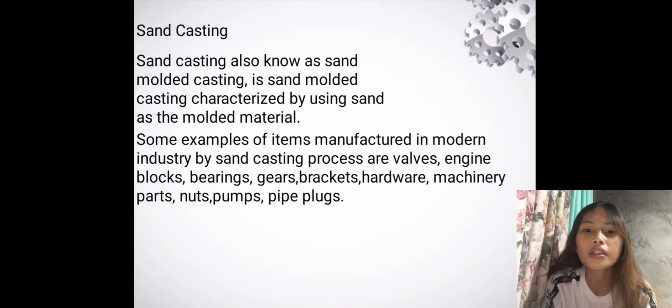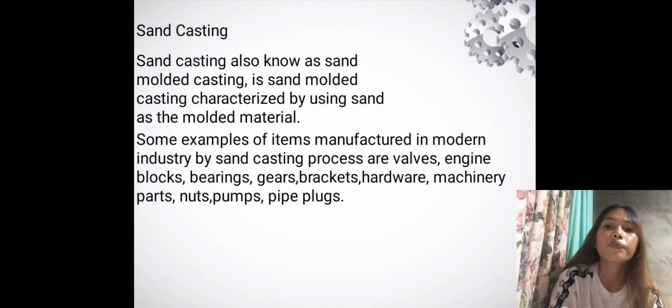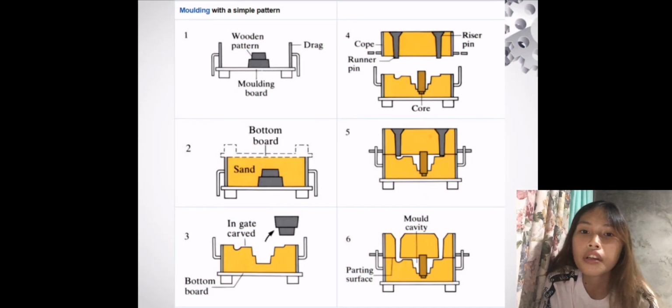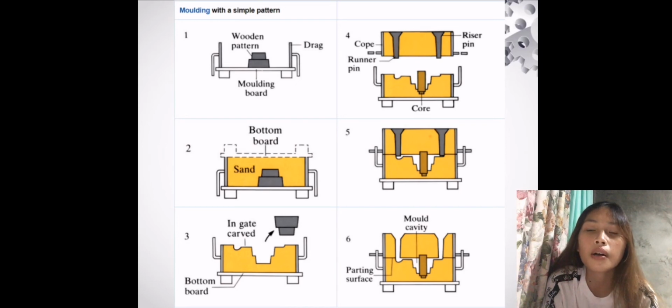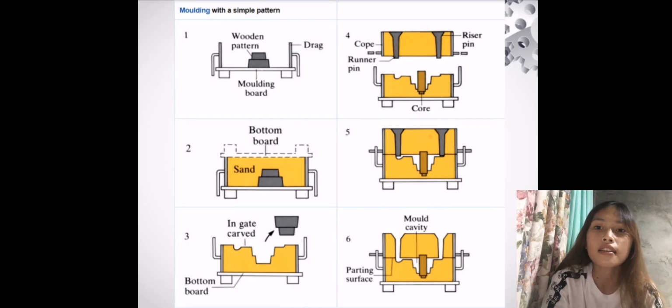Some examples of items manufactured in modern industry by the sand casting process are engine blocks, bearings, gears, and etc. The illustration here is a simple pattern of how sand casting is done.